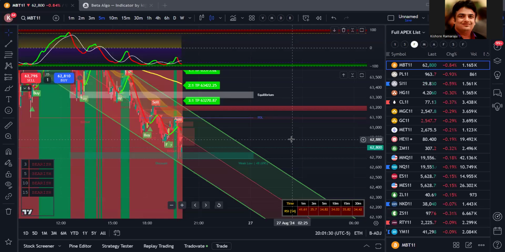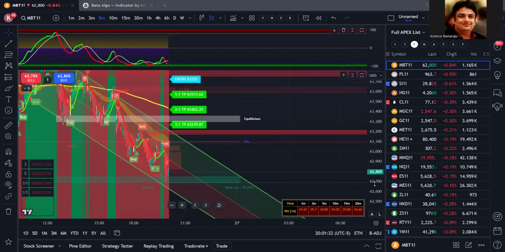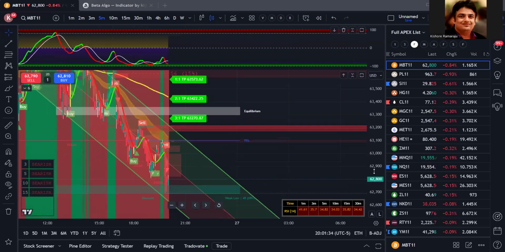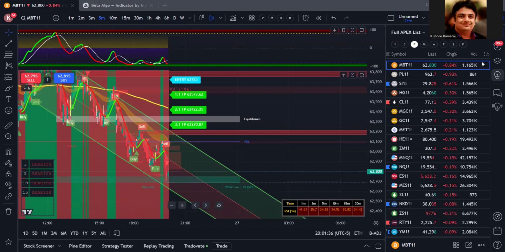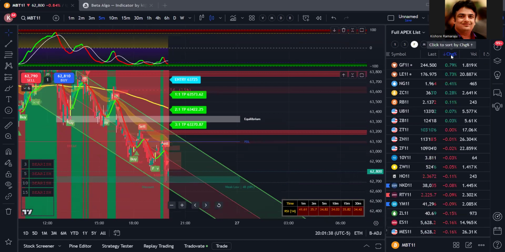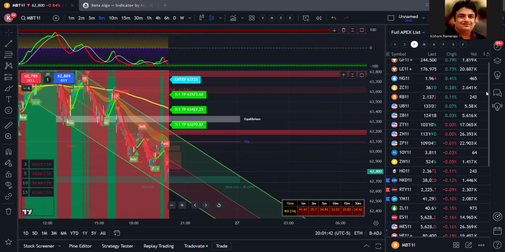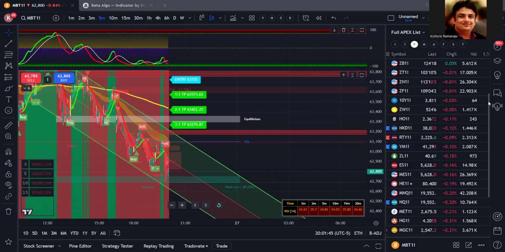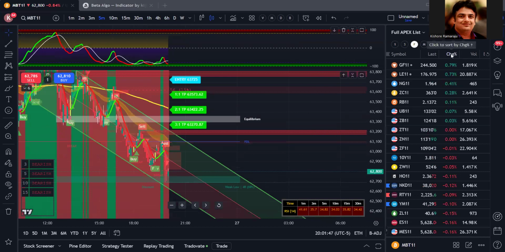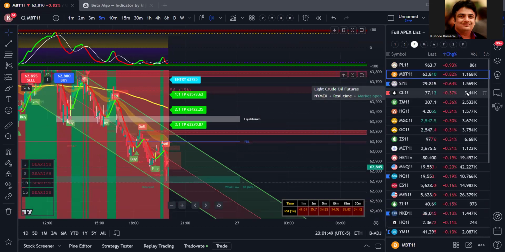Hey, good evening, everyone. Whenever we want to do trading during the Asia market session or any session, we need to identify which are the most bullish or bearish tickers for futures. For example, these are some of the most important futures.